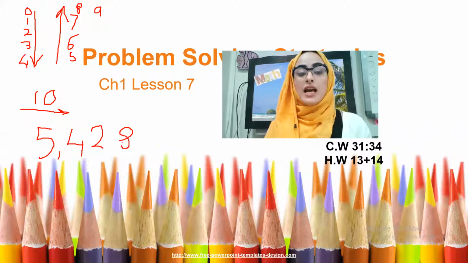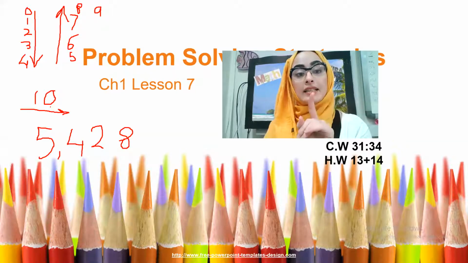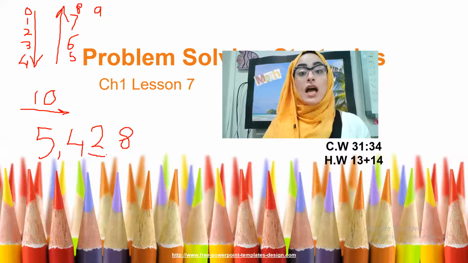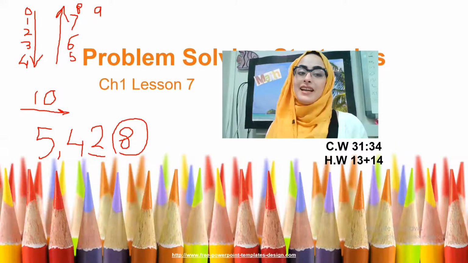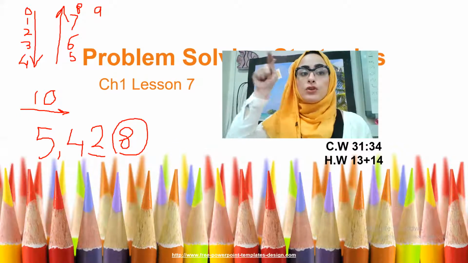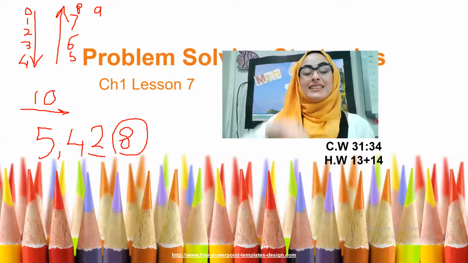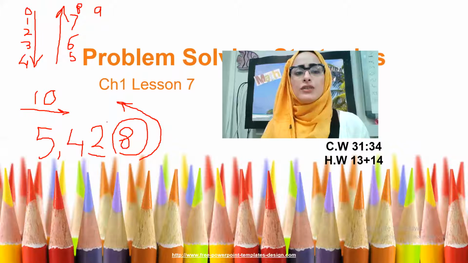So my first example is 5,428. I want to round it to the nearest what? To the nearest 10. Nearest 10, find your 10. I underlined my 10. And round your ones. When I'm rounding, I will put a circle. Very nice. 0, 1, 2, 3, 4, round down. 5, 6, 7, 8, 9, round up. I have 8. So I'm strong. I will round up to the other 10 and give the 10 one more.